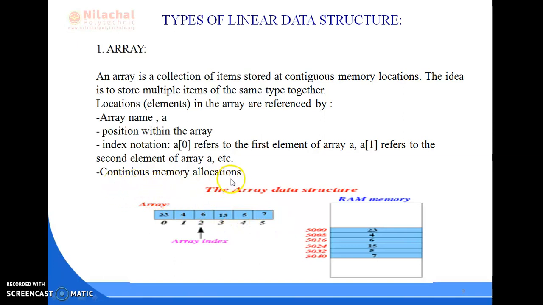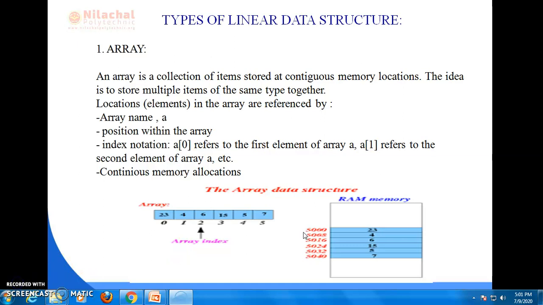The contiguous memory allocation refers to the memory spaces that are occupied in the RAM. They have equal intervals of memory allocation. We can see here there are 6 data elements, that is, integer type data elements, allocated 8 bytes of memory. Each and every data item is allocated 8 bytes.